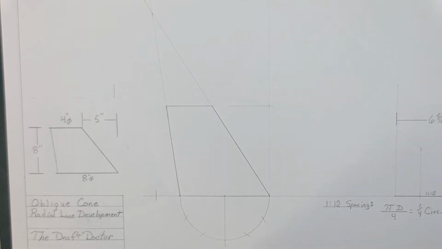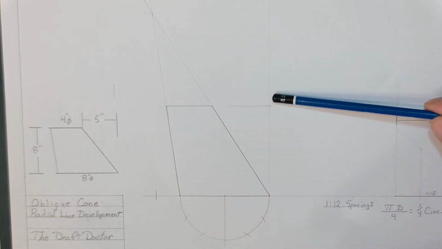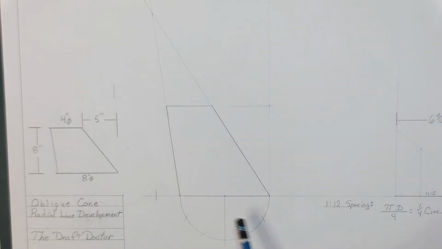This is a bit of an advanced bit of layout, so I've taken the liberty to get ahead of everybody a little bit by doing some of the actual layout that is required ahead of time. Quite simply, I've laid out an accurate elevation view of my fitting. I have my 5-inch offset, I have my 8-inch height, 8-inch round, 4-inch round at the top.